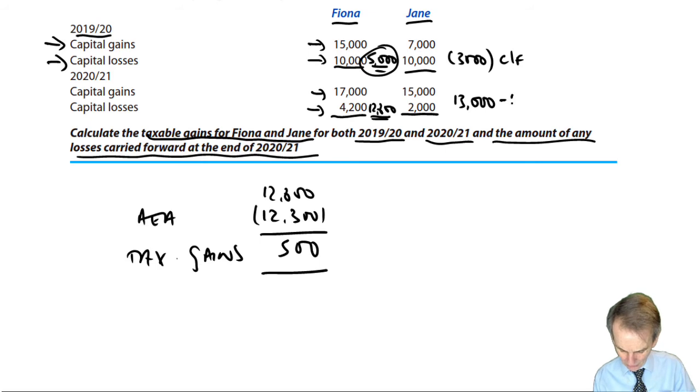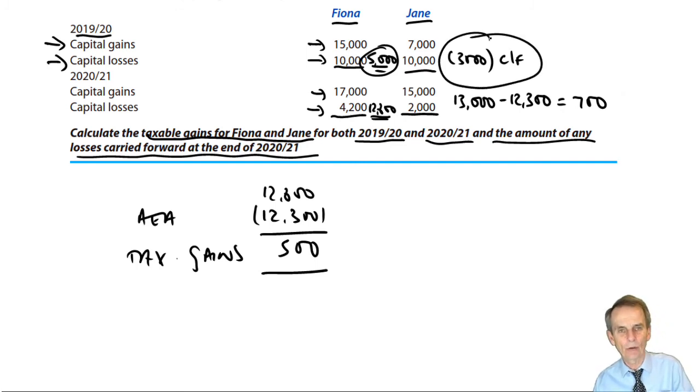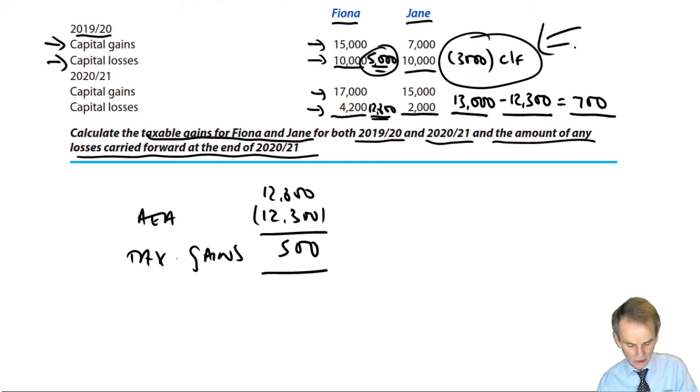The next deduction is, of course, your AEA, which for our 2021 tax year is £12,300, and that therefore leaves £700 here in terms of what would be taxable gains were it not for the fact that, look at what we had carried forward at the end of the preceding tax year, brought forward into this tax year. We've netted out the gains and losses of the year, we've taken away the AEA, we have a figure that would have been a taxable gain of 700, but we've now got, and this is where they come in, the deduction of losses brought forward.